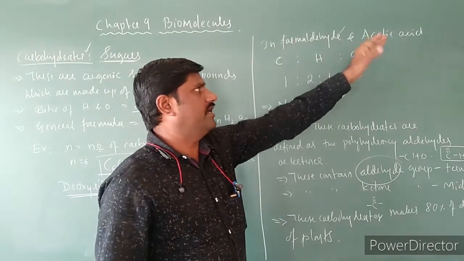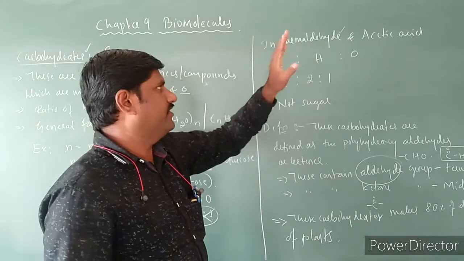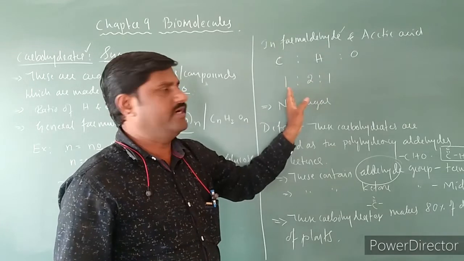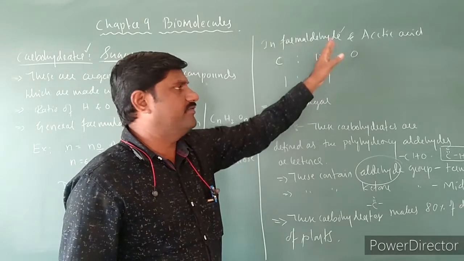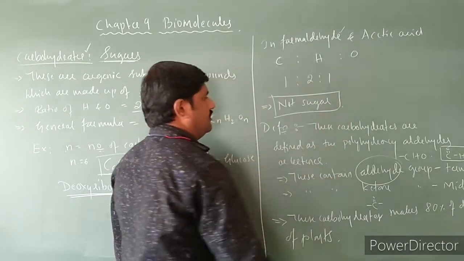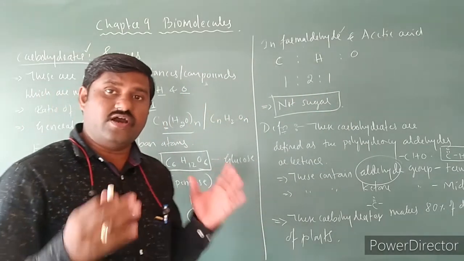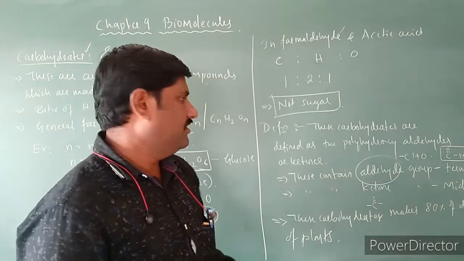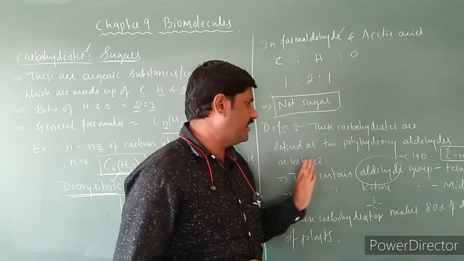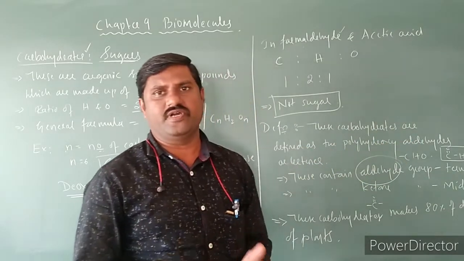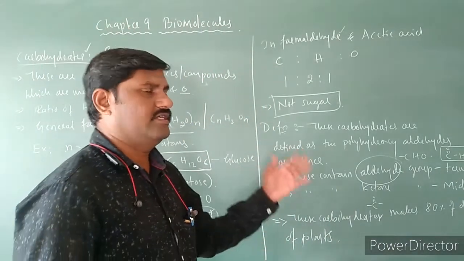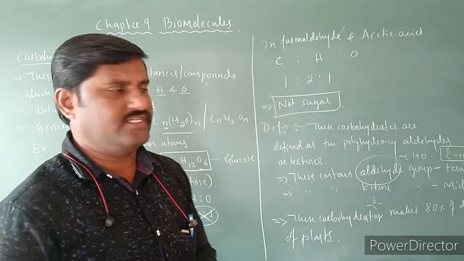And in the case of formaldehyde as well as acetic acid, whenever we see the ratio between the C, H and O, it is 1:2:1, even though these are not sugars. Then what are these carbohydrates? These carbohydrates are defined as polyhydroxy aldehydes as well as ketones. Why? Because they contain both aldehyde group as well as ketonic group, in the terminal part as well as the middle part respectively.